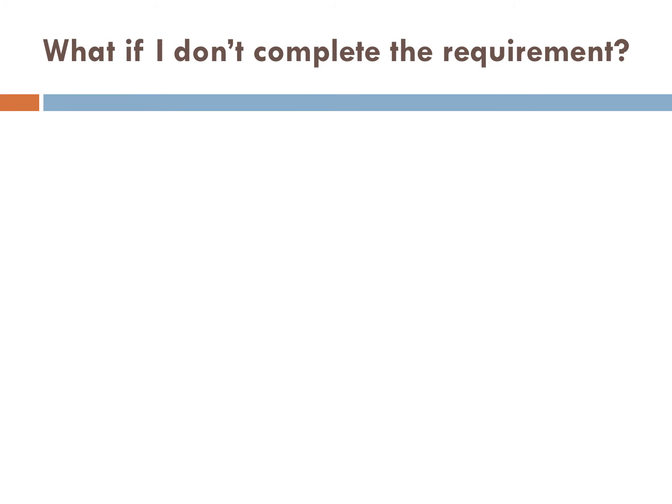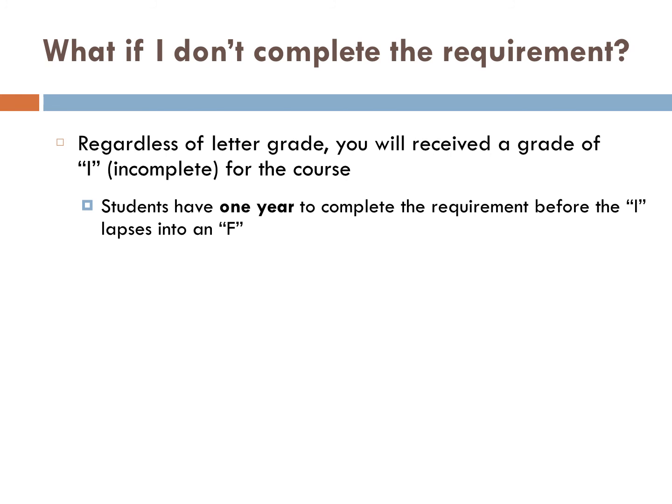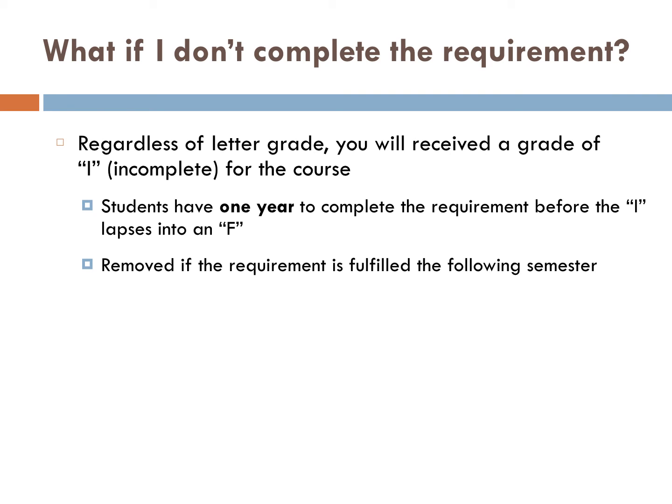So what happens if for one reason or another you are unable to complete the requirement by the final deadline? What will happen is, regardless of the letter grade that you receive in Psych 101, you'll receive an incomplete for the class. You will have 1 year after that to complete the requirement in order for the incomplete to be removed and for you to get your actual grade. If after that year you still do not complete the research requirement, the incomplete will turn into an F on your transcript. However, if you do complete the requirement, the incomplete will be removed and your actual grade will show.